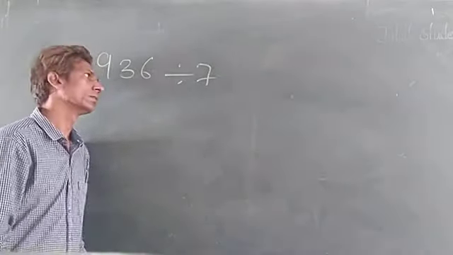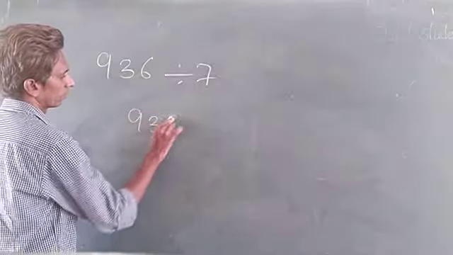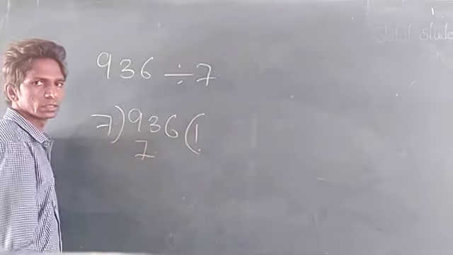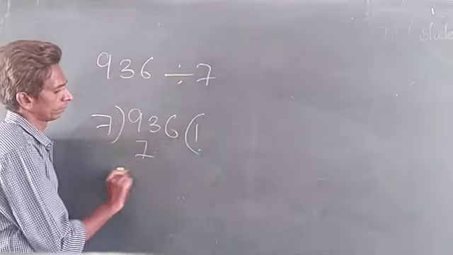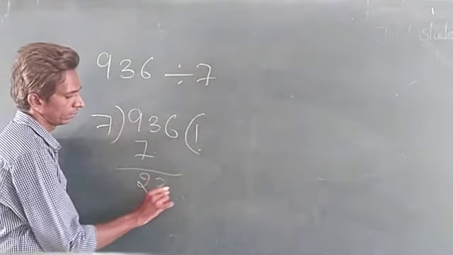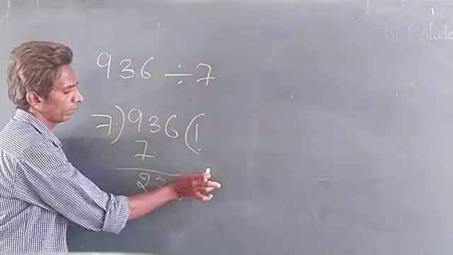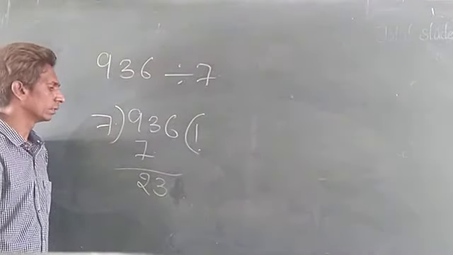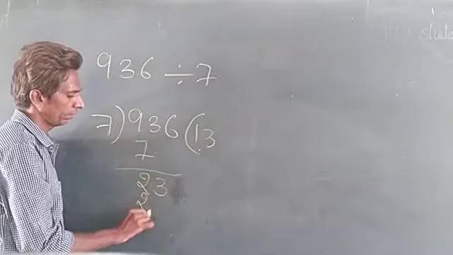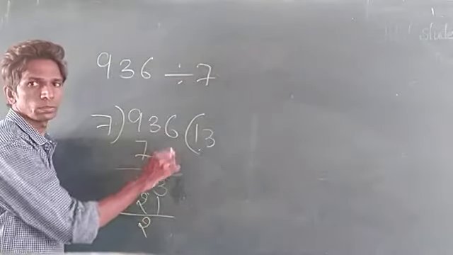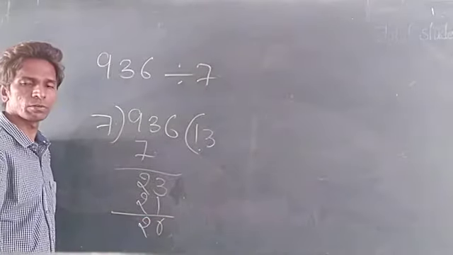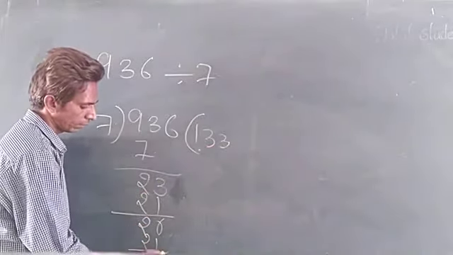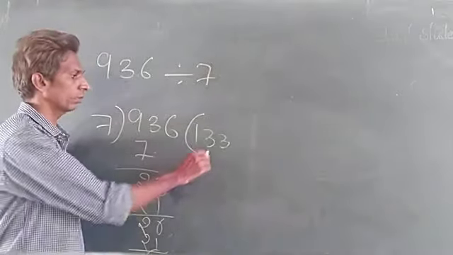Okay, now round off value. 936. Do the division: 7 ones are 7. So what is the remaining? 2, 3, 6. Now take one number. So 23, 7 threes are 21. So what is the remainder? 2. By taking the 6, it is 26. 7 fours are 28, so 7 threes are 21. So what is the remainder? The remainder is 5.